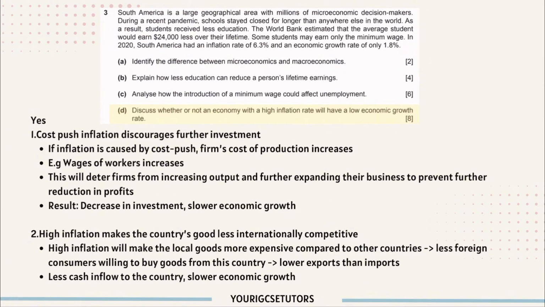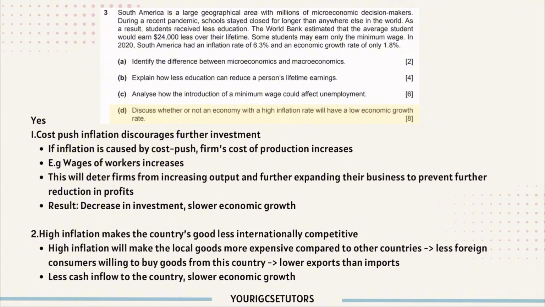D. Discuss whether or not an economy with a high inflation rate will have a low economic growth rate. So first, yes. First point, cost push inflation discourages further investment. If inflation is caused by cost push, the firm's cost of production increases. For example, wages of workers increase. So this will deter firms from increasing output and further expanding their business so as to prevent the further reduction in profits. As a result, there's a reduction in investment and it leads to slower economic growth.